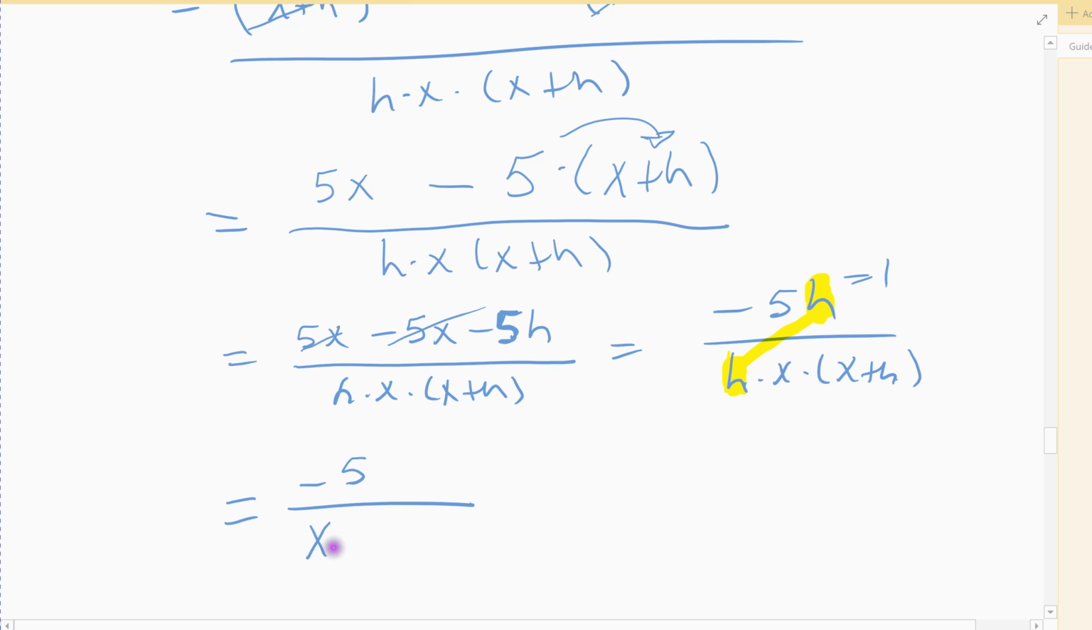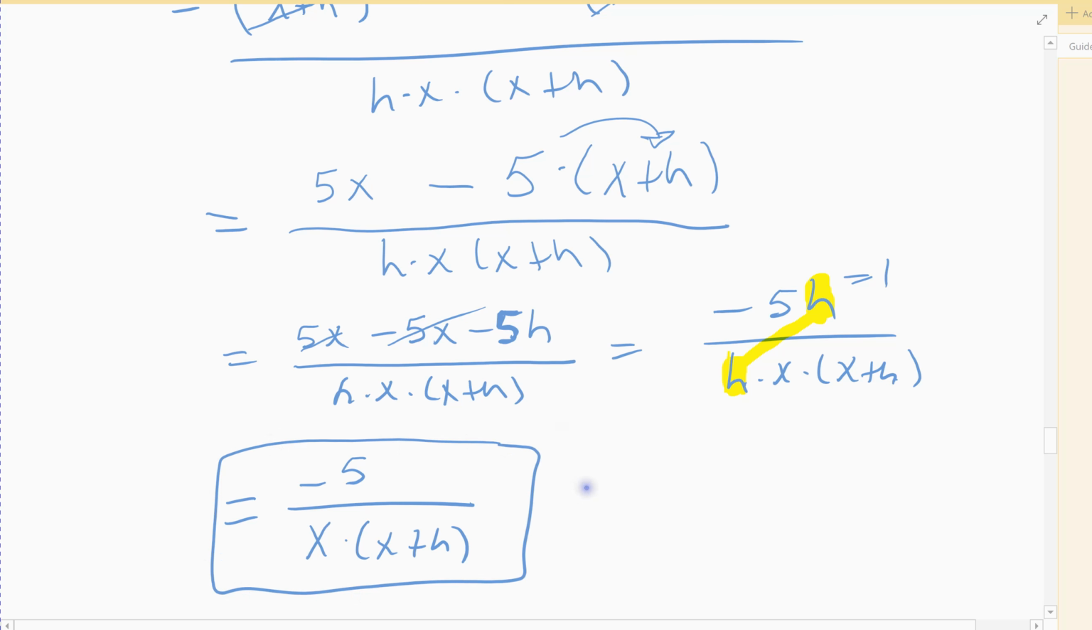In the bottom, I'm left with an x times x plus h, and then it's simplified. All right, I'm as simplified as she gets. And if you'll see, now I could, if I wanted to, plug 0 in for h, because this will 0 out and just leave me with an x. I can divide by x. All right, and there's my difference quotient. So there's part A. There's my difference quotient.